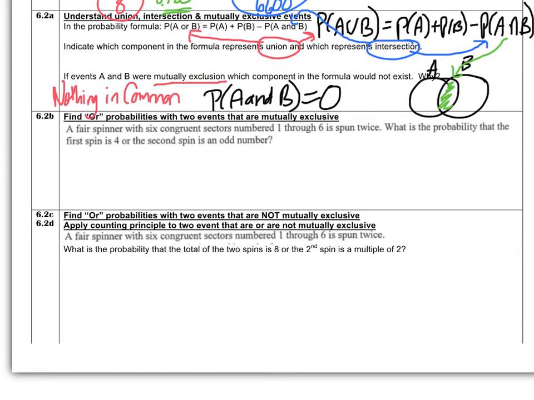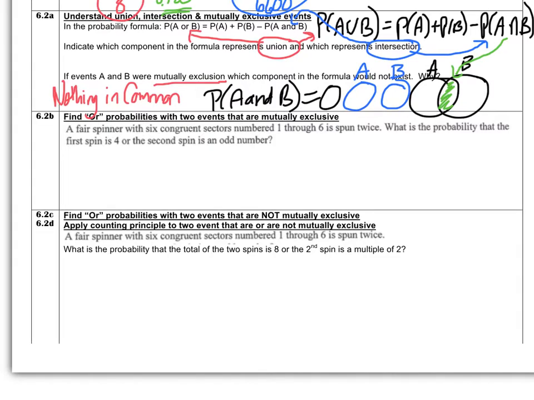So that means if two events are mutually exclusive and have nothing in common, then the intersection of those two events can never take place. And that Venn diagram would actually look something more like this, where you have two circles, A and B, and they do not intersect. This is a picture of mutually exclusive. So knowing that mutually exclusive means nothing in common, let's look at 6.2b.